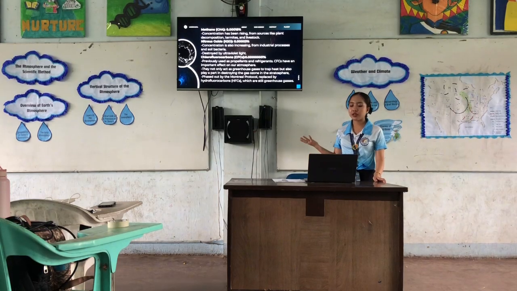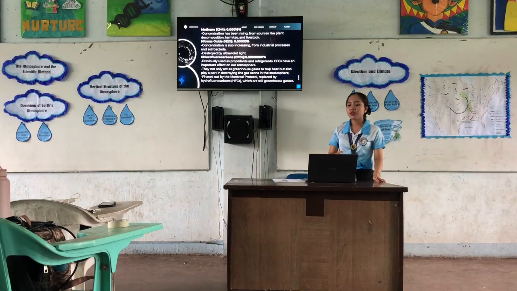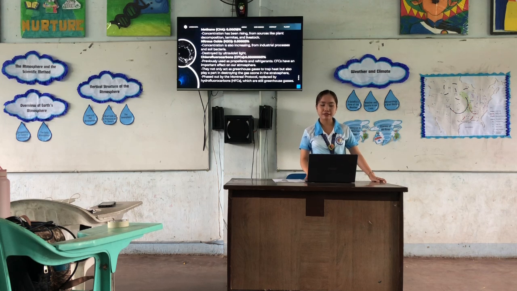CFCs were previously used as propellants and refrigerants. CFCs have an important effect in our atmosphere. They not only act as greenhouse gases to trap heat, but also play a part in destroying the gas ozone in the atmosphere. The use of CFCs was phased out by the Montreal Protocol. It was replaced by hydrofluorocarbons, which are still greenhouse gases.